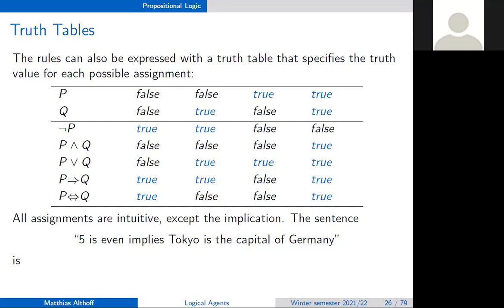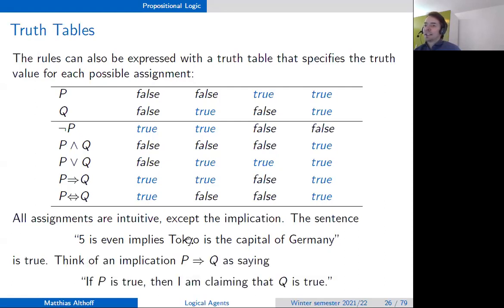About 85% think true. Yes, that's correct, because "5 is even" is false, and that's why the sentence is true. You can think of implication, P implies Q, as: if P is true, then I am claiming that Q is true. But if the premise is false, then the conclusion can be anything, and the statement is still true.